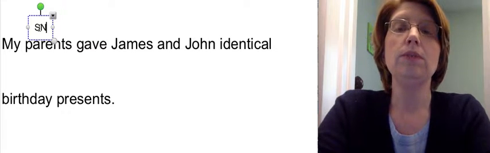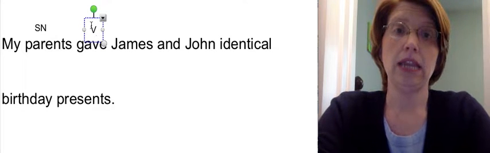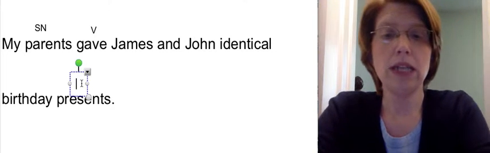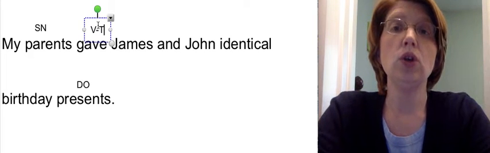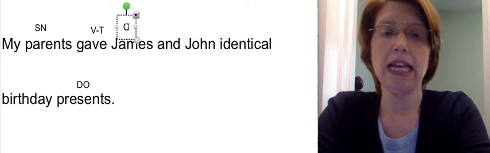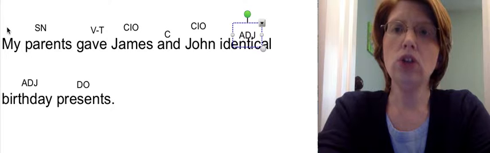Okay, here we go. Who gave James and John identical birthday presents? Parents, subject, noun. What is being said about parents? Parents gave, verb. Gave what? They gave presents. Verify the noun. Does presents mean the same thing as parents? No. Presents, direct object. Gave, verb, transitive. Gave presents to whom? James and John. Compound indirect object. And, conjunction. What kind of presents? Birthday, adjective. What kind of presents? Identical, adjective. Whose parents? My.